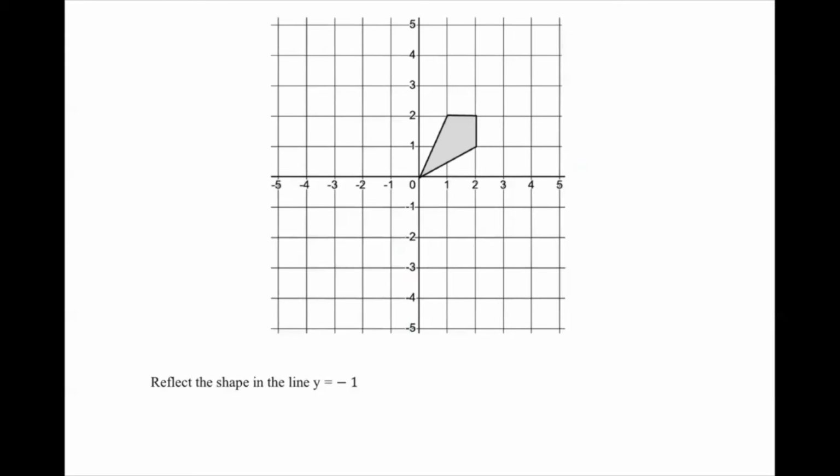Okay, we're being asked to reflect the shape in the line y equals -1. So job number 1 is to put that on. This is my y-axis. My -1 is here. That's just a point, which is not a line. The line goes through that -1. And then we reflect.